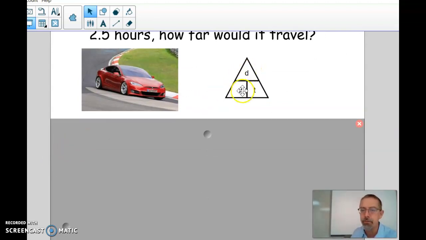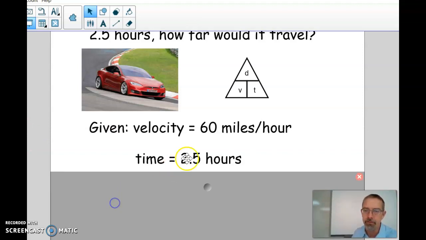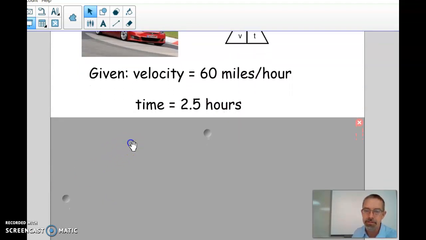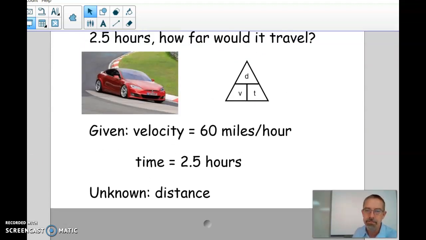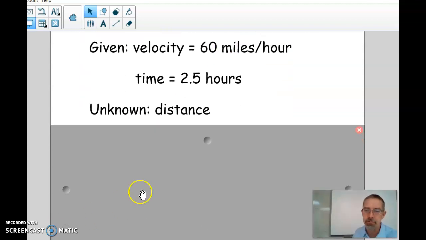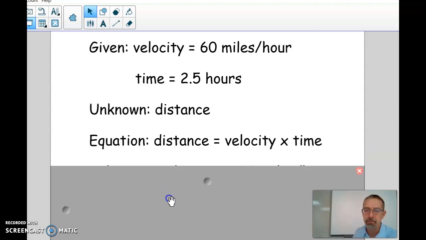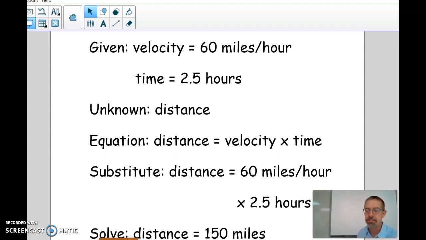So again, here's our triangle. This is going to be our friend. This can help us out. How far is it going to travel? Well, we can figure that out. So given we've got a velocity of 60 miles an hour, our time is 2.5 hours. Those are the 2 things that they're giving us. Our unknown is the distance. So again, for this problem, if our unknown is the distance, all we got to do is multiply velocity times time. I actually happen to choose the same type of problem for this one. So now I substitute in 60 miles an hour times 2.5 hours. And I'm going to find out that this Tesla will drive 150 miles in 2.5 hours at 60 miles an hour.